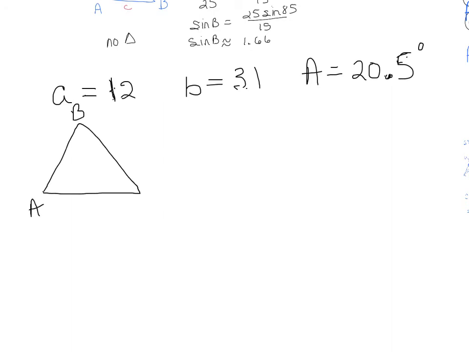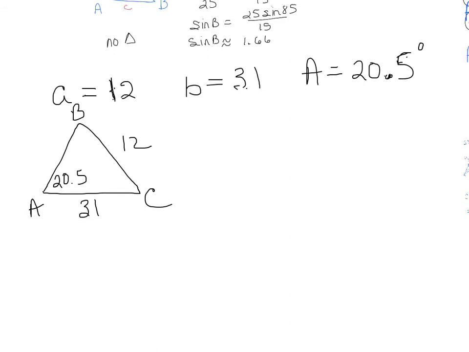All right, so angle A is 20.5, side A is 12, side B is 31, so we want to find side C. We need to find the sine of B. We've got to find angle B. Does it matter which one you find first? Yes, because we have side B, so we don't have anything to help us figure out C. We got to find angle B before we can do anything else, since we're given side B.